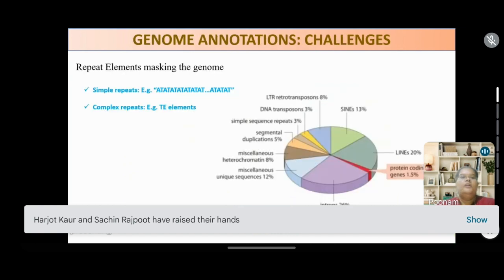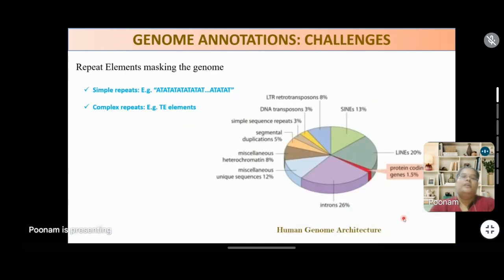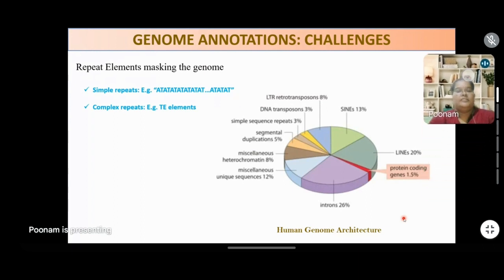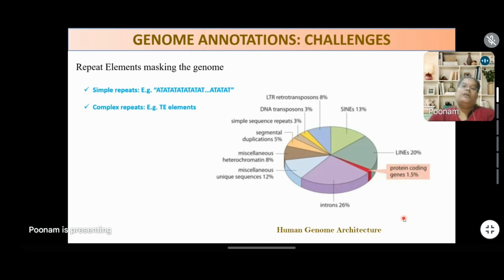So moving ahead, coming to the challenges, or the different points which make some challenge for the persons who are trying for genome annotations.